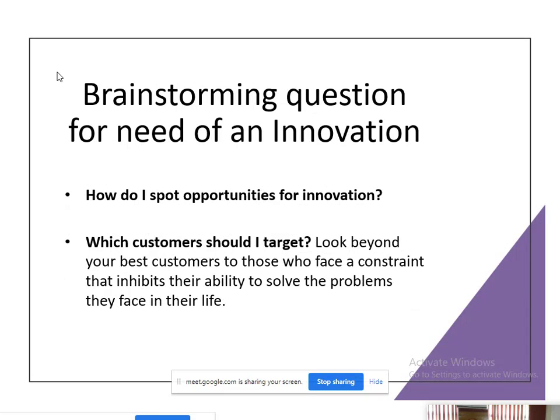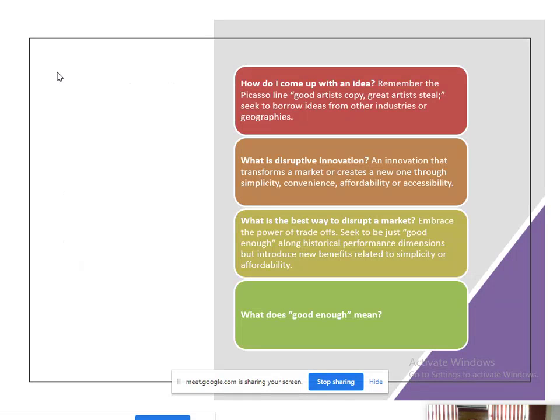Now next is brainstorming questions for the need of an innovation. So how do I spot opportunities for innovation? The next is: which customer should I target? Look beyond your best customers to those who face a constraint that inhibits their ability to solve the problems they face in their life. Next is: how do I come up with an idea?